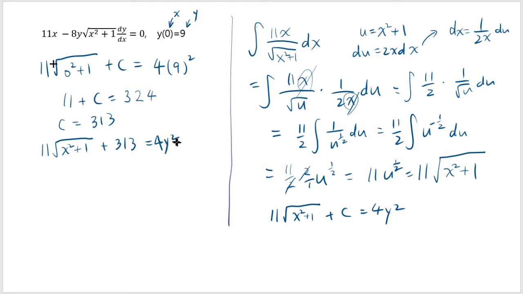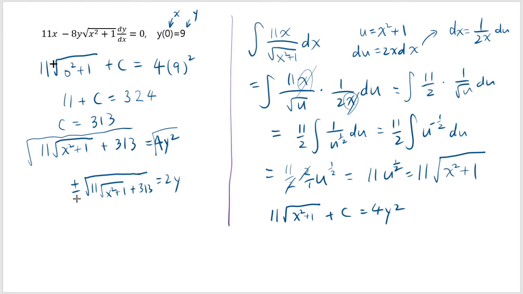So what I did was I just took this and replaced c by 313. And this is still not done yet because you have to solve for y, right? So I'm going to square root both sides, and you get 2y equals plus or minus square root of 11 square root of x squared plus 1 plus 313.